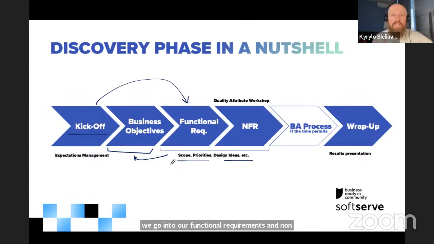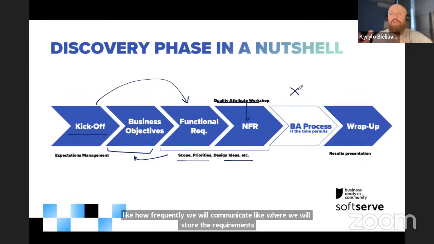So basically understanding the scope, the priorities, and whatever design ideas we may have. And if you have a chance to have a quality attribute workshop to talk about non-functional requirements, that is something I would advise. This is not obligatory, but if we have time, we may also talk about some processes that we may want to set up on the upcoming project, like requirements management rules, or communication rules: how frequently we will communicate, where we will store the requirements, how we will operate, and what formats we will use.